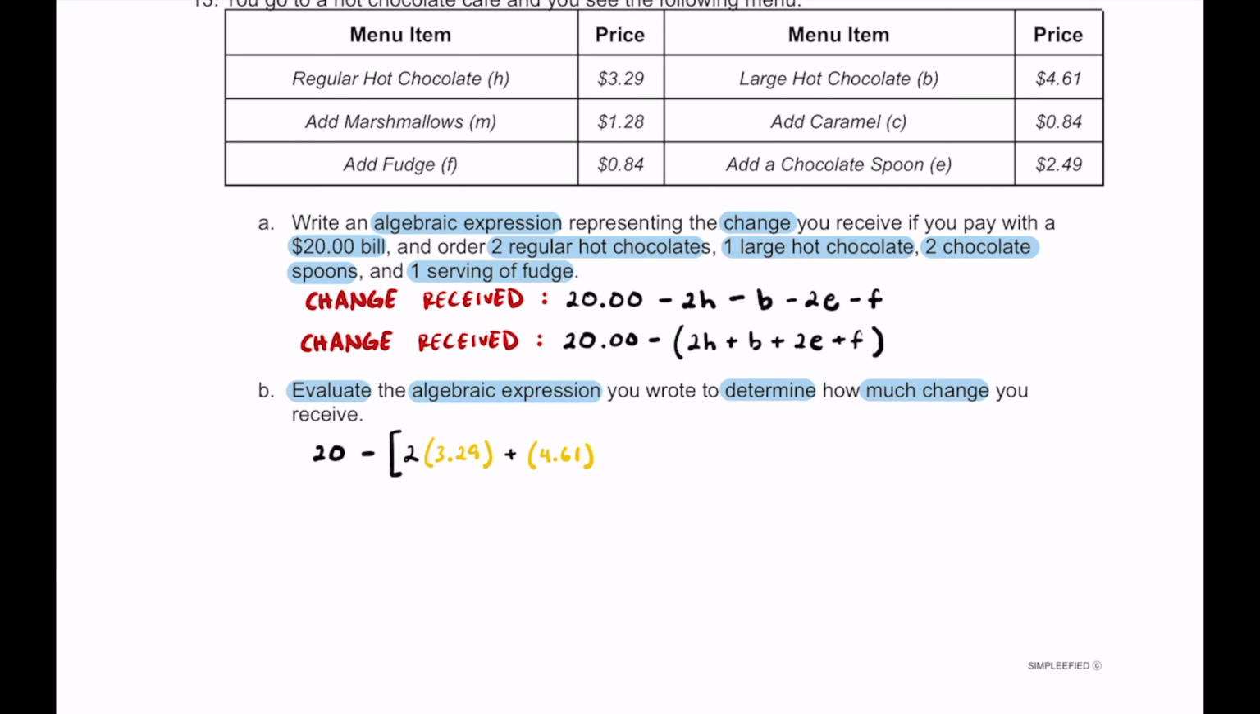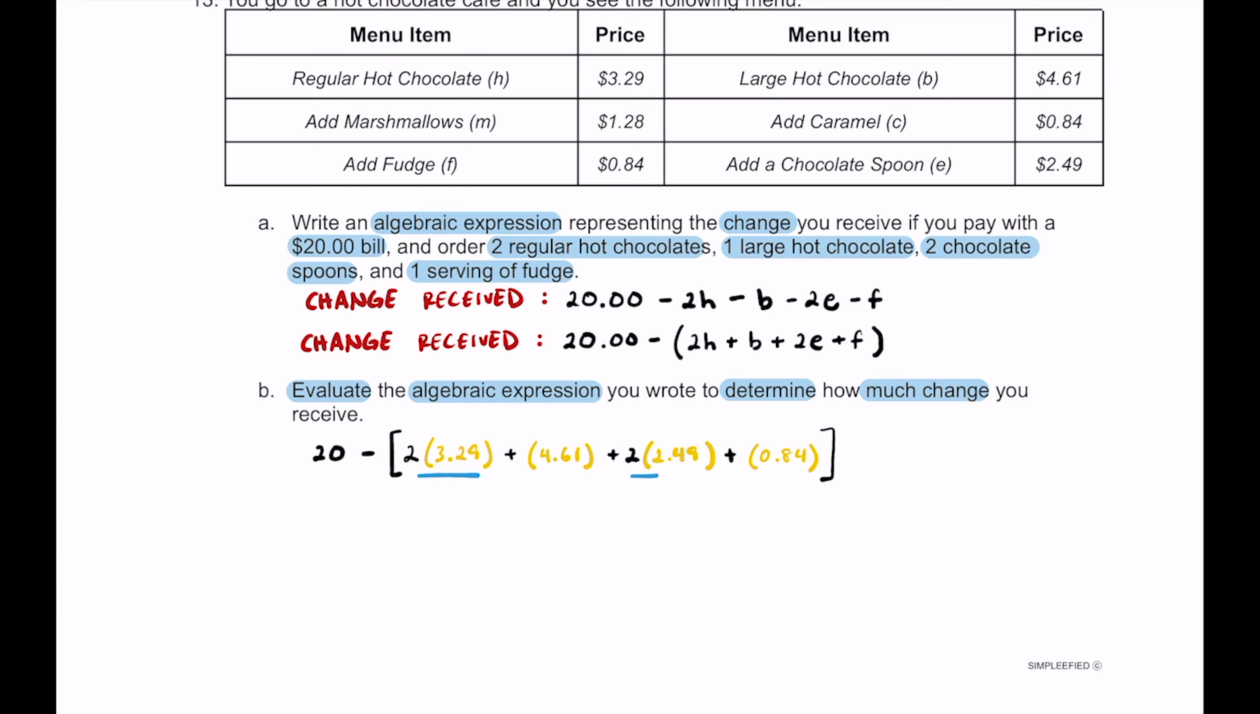We're now going to add the cost of these chocolate spoons. This is 2E, the chocolate spoons, and they're $2.49 each. So we're going to do 2 times 2.49, and then add on the cost of the fudge, that's F here. That's 84 cents, and there's 1 of those. We don't have to write the 1 by the identity property, so 0.84. Okay, this would be the total cost of all of these pieces. Because this is an application word problem, we have a few different multiplications.